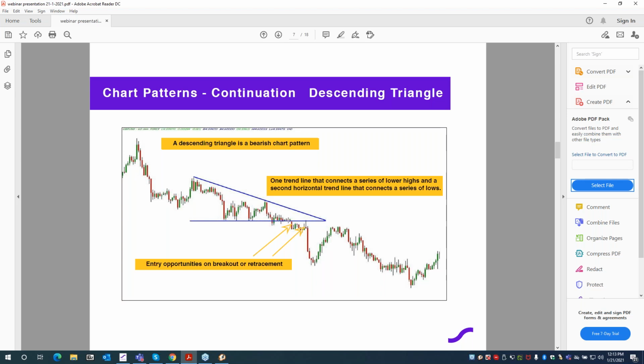And over here, we can see that it breaks. Right here where it breaks, we see that, again, it started moving up. Try to test it. This support line becomes a resistance level. So one trend line connects a series of lower highs, and the second horizontal trend line connects a series of lows. So we can see here that the trend line connects the lows, basically the bearish candlesticks, as we can all see.